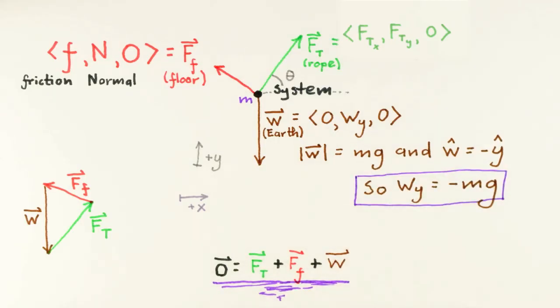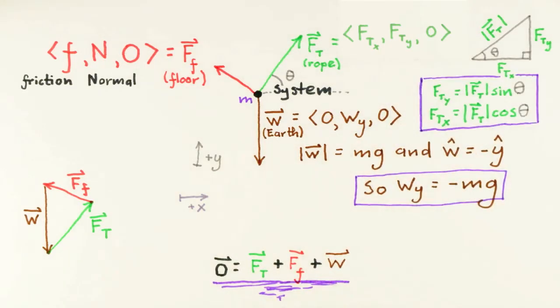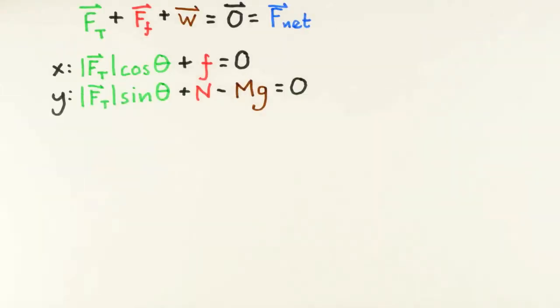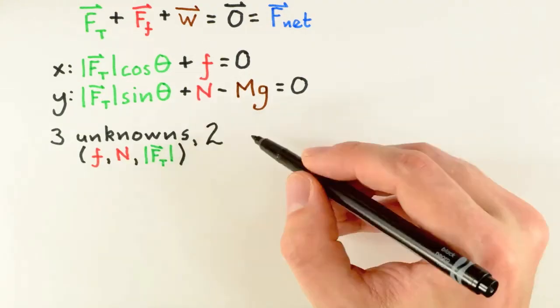We can also simplify the components of the tension force. From our free body diagram, we see that both F sub tx and F sub ty must be positive for our choice of coordinate system. Moreover, the magnitudes of F sub tx and F sub ty are related to the magnitude of F sub t by trigonometry. So we can insert this information in our expressions, and we now have 3 unknowns, the components F and N, as well as the magnitude of the tension force.